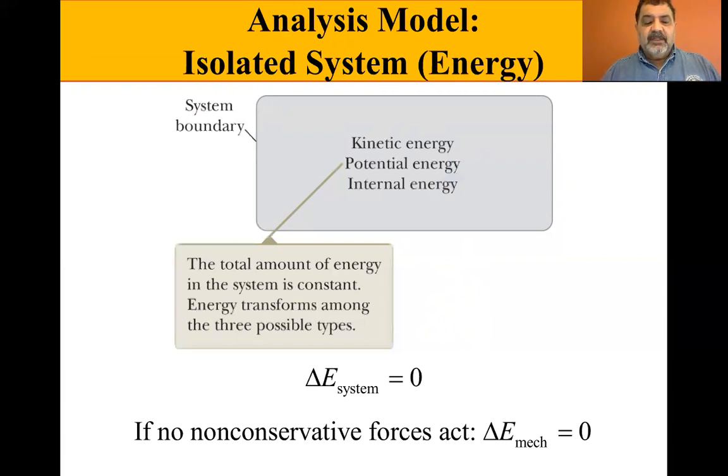A battery is connected to a resistor. Chemical potential energy in the battery transforms to internal energy in the resistor. So the change in chemical potential energy plus the change in internal energy of the resistor equals 0. Probably also the battery too. It probably gets warm as it's transferring electrons.